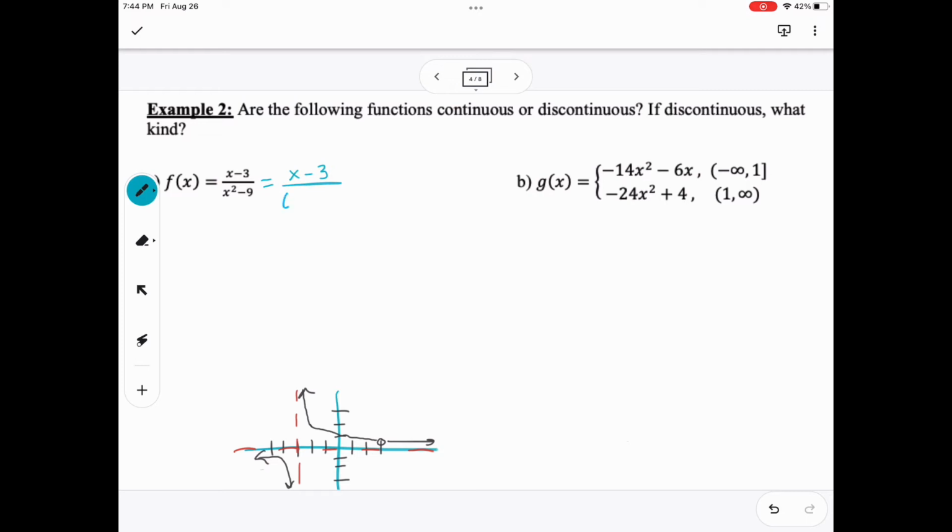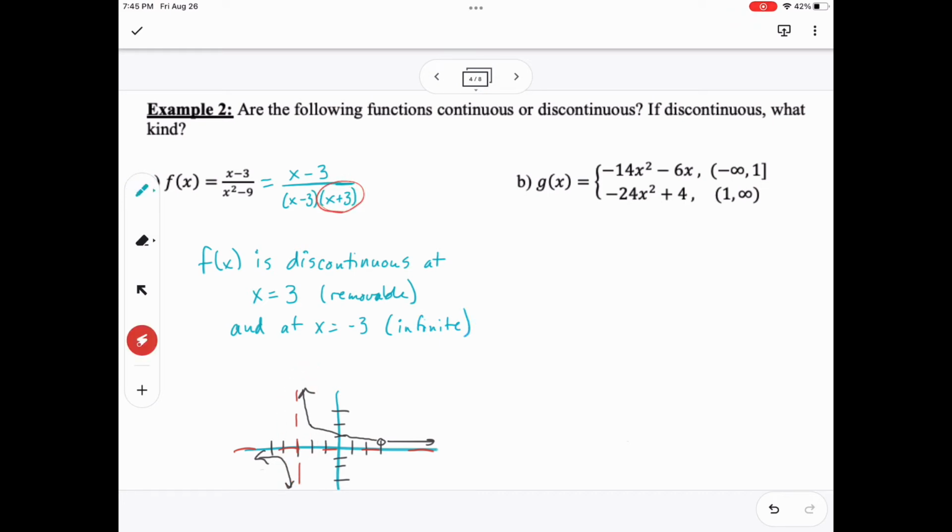Example 2 wants us to see if the function is continuous or discontinuous, and if it's discontinuous, what kind it is. For my function f, I can factor the denominator, and I notice that at 3, it's removable because I can cancel out the x minus 3 factors there. It also has an infinite discontinuity at -3 because it creates a vertical asymptote, so one side is going to infinity and the other side is going to negative infinity.